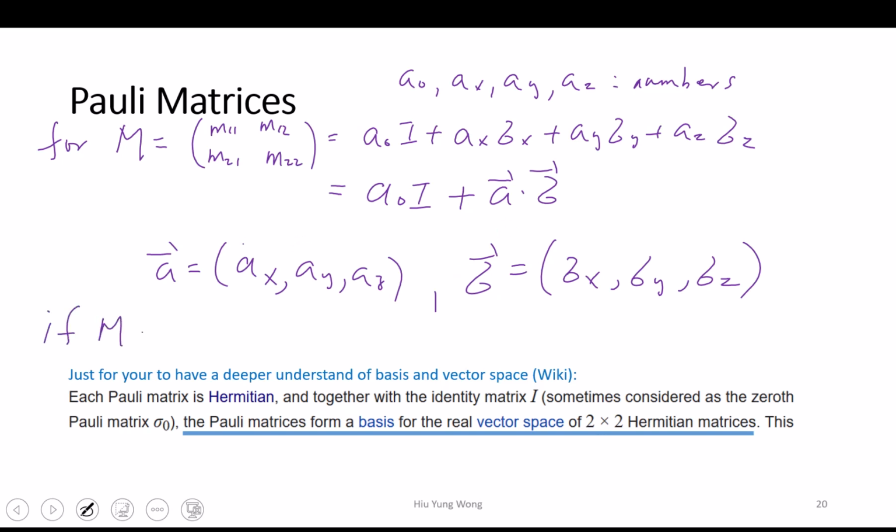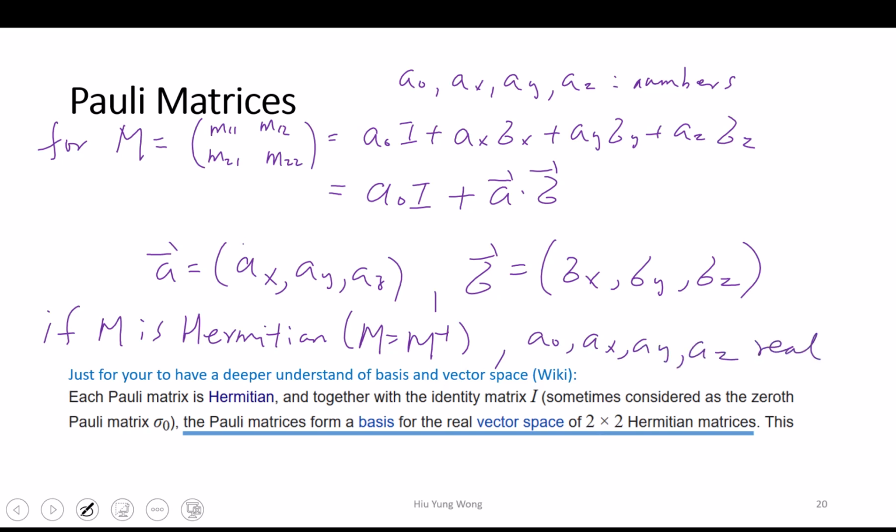If M is Hermitian, which means M equals M dagger, it turns out that A0, AX, AY, AZ are real. You can prove it. It's not difficult. Just plug in based on this equation, and you will show that these are all real. This is just for you to appreciate this statement. But basically, the Pauli matrices and identity matrix form the basis of the linear space of 2 by 2 matrices. This is very important later when we talk about the density matrix. Okay, so we stop here today.